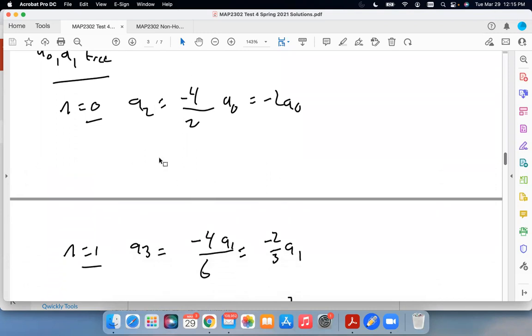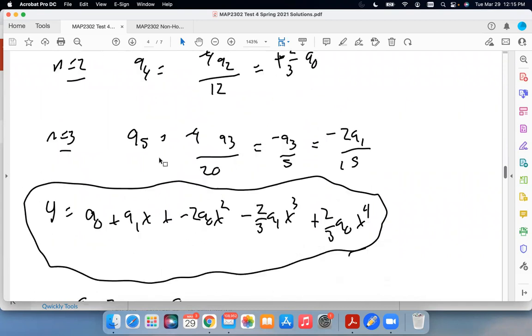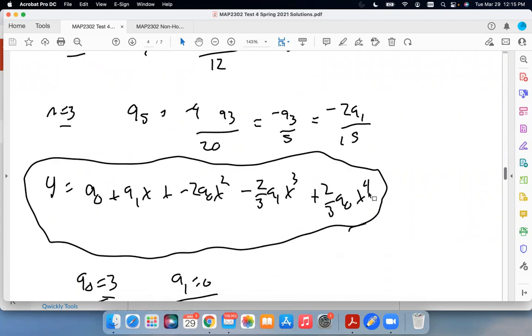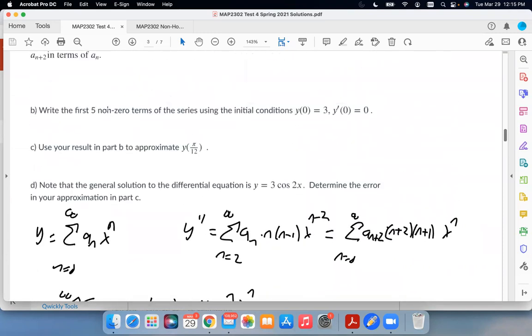So I start plugging in values of n, and it said find the first 5 non-zero. So I found up to a4. In fact, I actually found up to a5, but I didn't need it because it said find the first 5. So I found the first 5. That's how I interpreted this sentence right here.